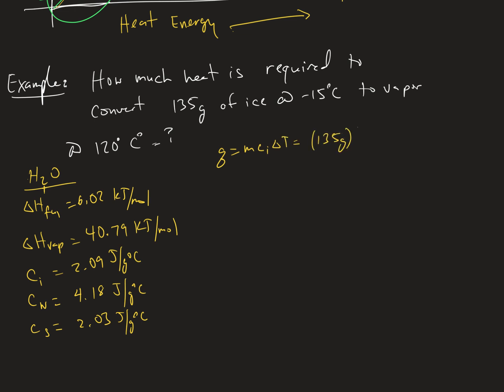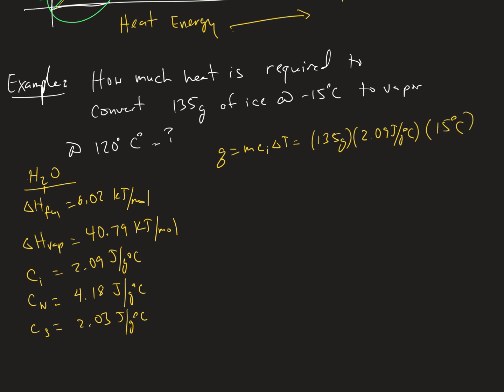135 grams, 2.09 joules per gram degrees Celsius, and 15 degrees Celsius. Is that positive 15 or negative 15? Positive, because we do final minus initial. 0 minus a negative 15 is positive 15, right?